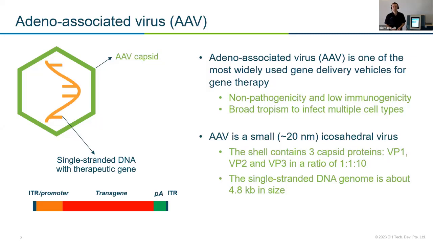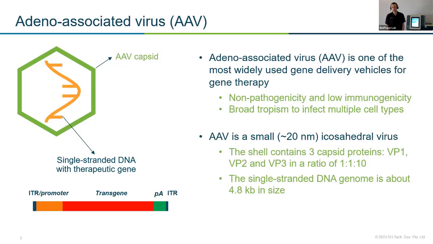So adeno-associated virus, more commonly known as AAV, as I've been talking about it, is one of the most common gene delivery vehicles in our industry in gene therapy. This is due to its non-pathogenicity and its low immunogenicity in our patients. It also has a fairly broad tropism, right? So it's able to infect multiple cell types and be used towards multiple indications.